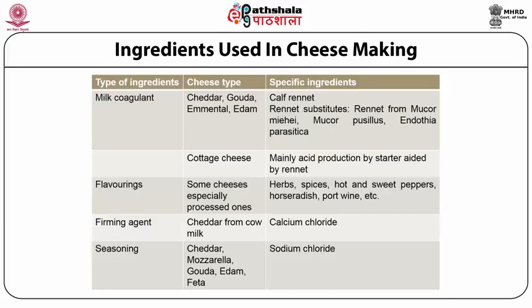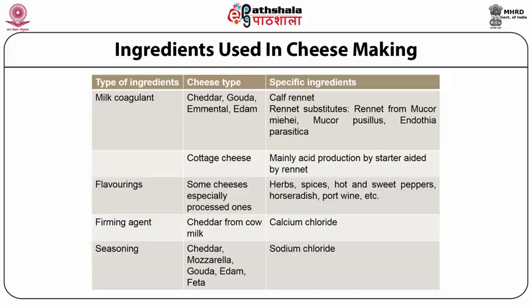Next ingredient is flavoring. In some cheeses, especially the processed cheeses, including the processed cheese foods, we can also take help of herbs, spices, hot and sweet pepper, horseradish, port wine, etc. These will be used as a flavoring, and obviously the palatability of the cheese will definitely be greater.